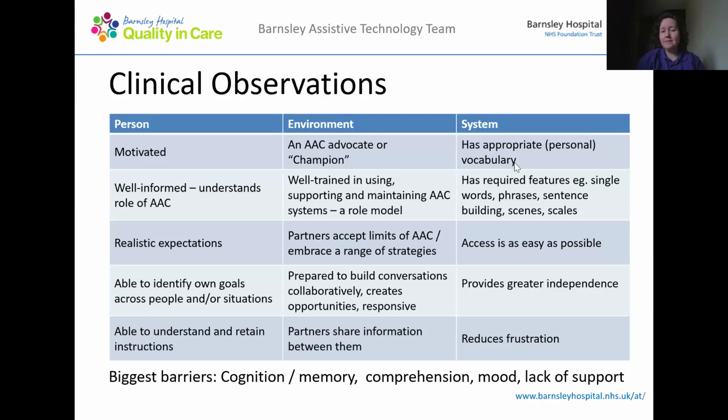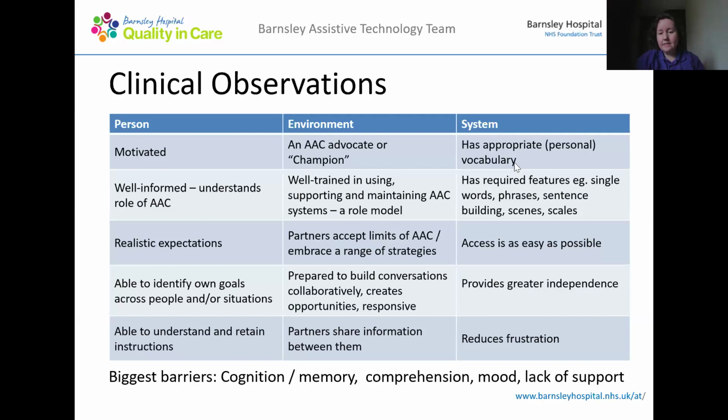And that's more meaningful, I think, than just giving them the default thing that you get when you open it up and hand it over. It needs to be personalized, and it has the features that support that person's language. So it may be single words, phrases, sentence building, scenes, rating scale. We can help with that, where somebody meets our criteria, thinking about what vocabulary might be better for that person's needs. But there's so many options out there, and we'll go through a few soon.